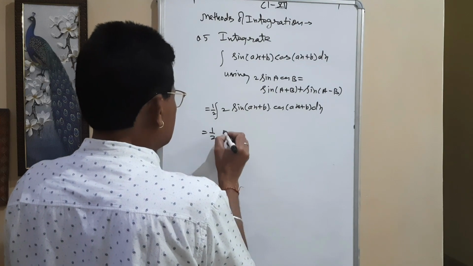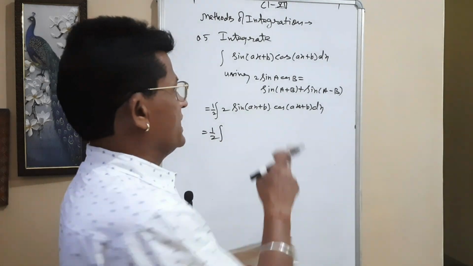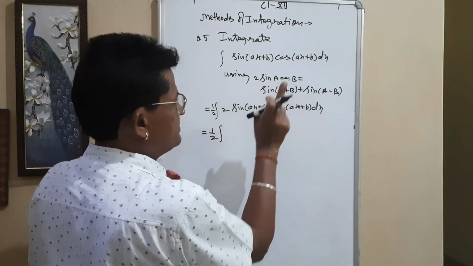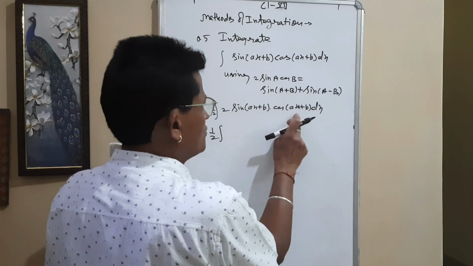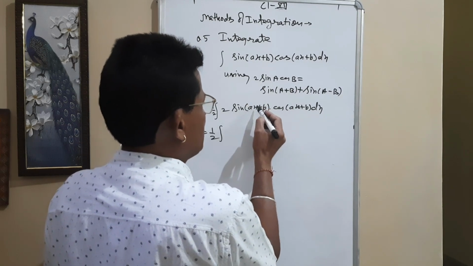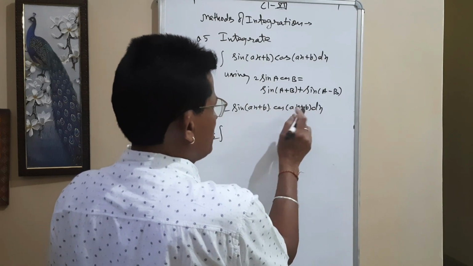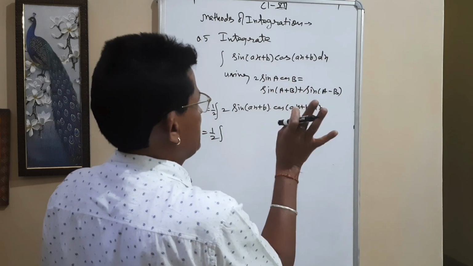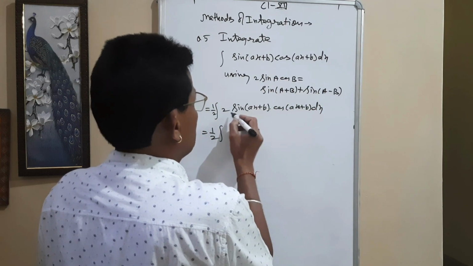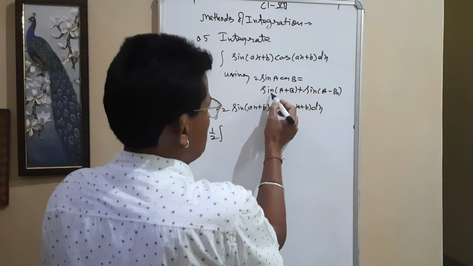Okay, first of all let me change it. My dear students, same formula: sin A cos B. In place of A you will write ax plus b, in place of B you write ax plus b. Same thing, similar kind of thing. Okay, then it will be equal to what? Write this one, sin(A plus B).